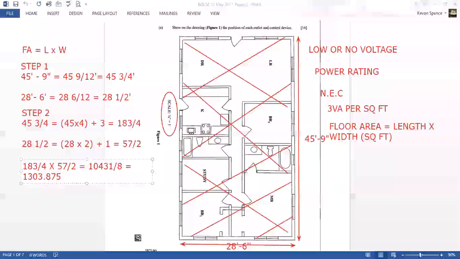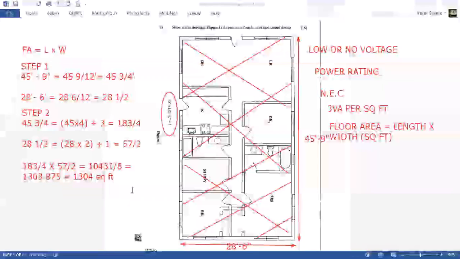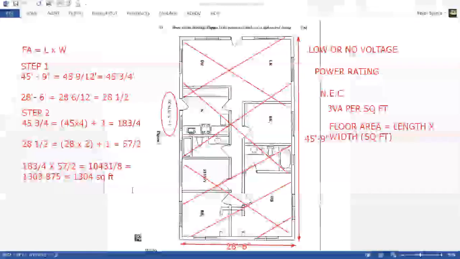Okay. And what we'll have to do with this is round it off to the nearest square foot, which will give us what? 1,304 square feet. Now, that right there will give you an additional few points.